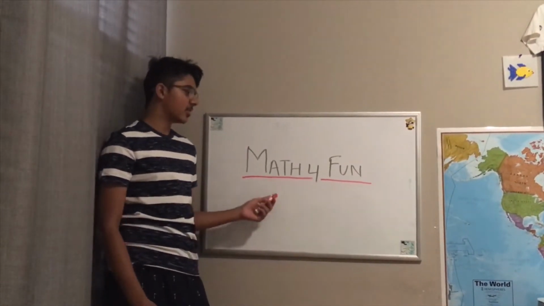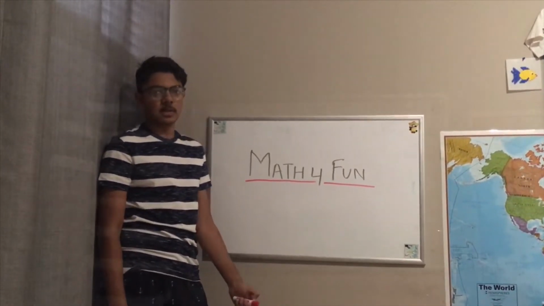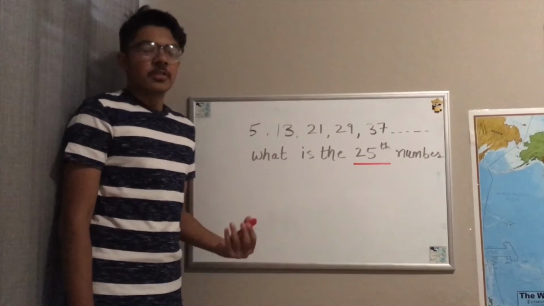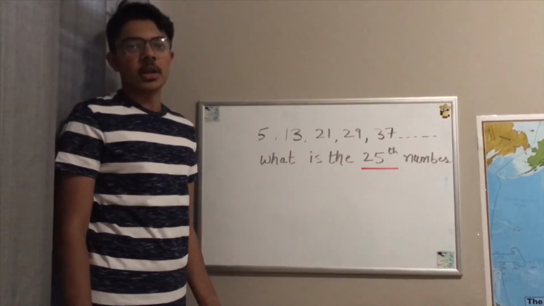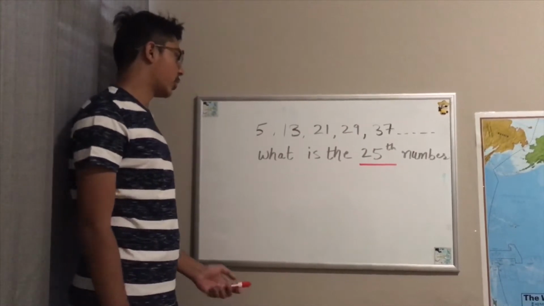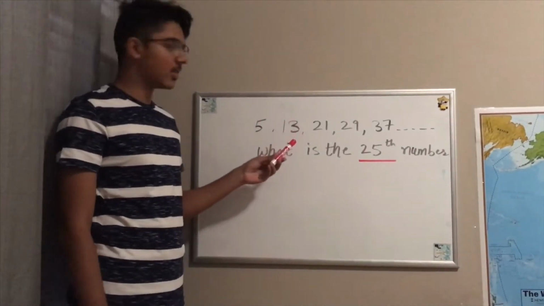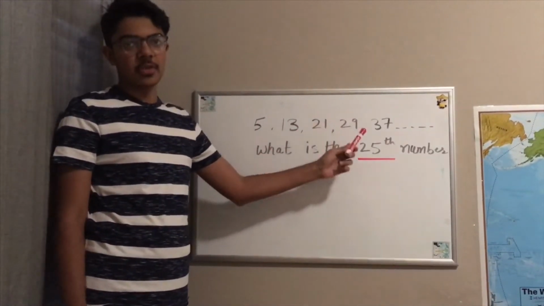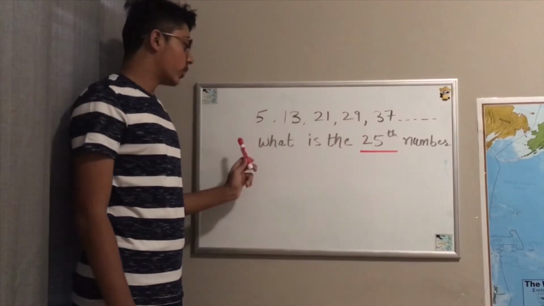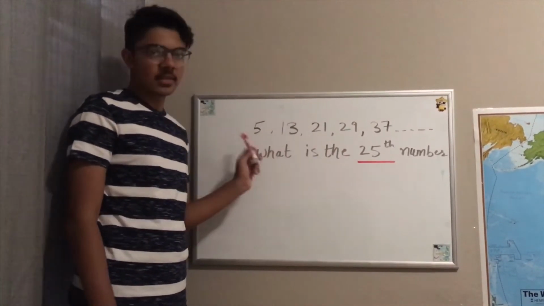In this series, Math for Fun, we will be teaching you tips and tricks to make math easier. So, in today's lesson, we will be learning how to find a number in a given series. For example, we are starting off with the number 5 and we're adding 8 to it to get the series 5, 13, 21, 29, and 37, and so on. So, the question is, what is the 25th number in this series?